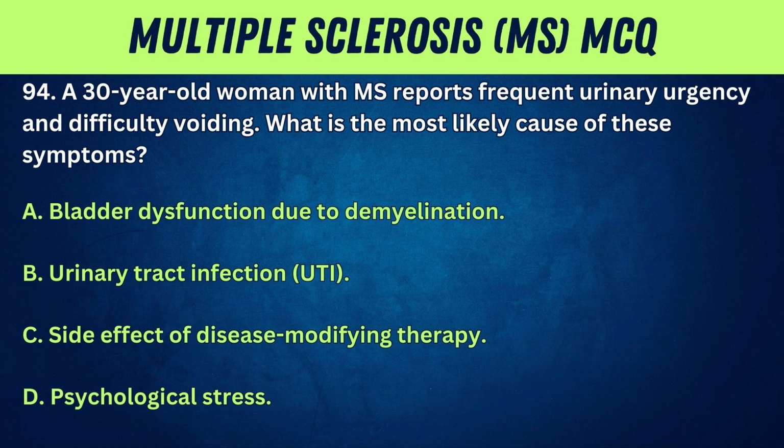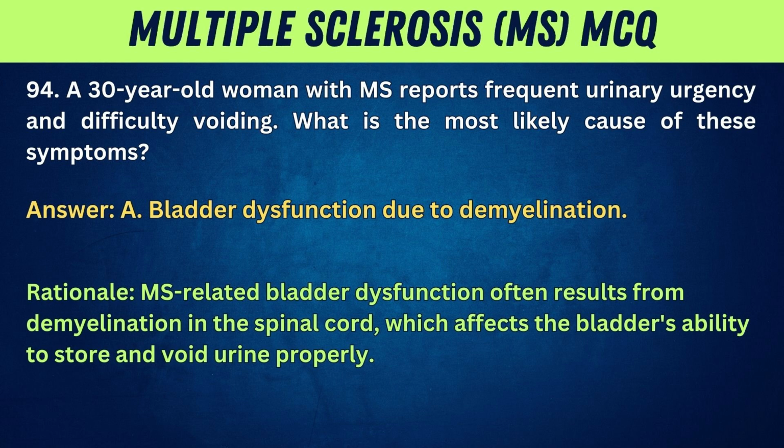A. Bladder dysfunction due to demyelination. B. Urinary tract infection, UTI. C. Side effect of disease-modifying therapy. D. Psychological stress. Answer. A. Bladder dysfunction due to demyelination.